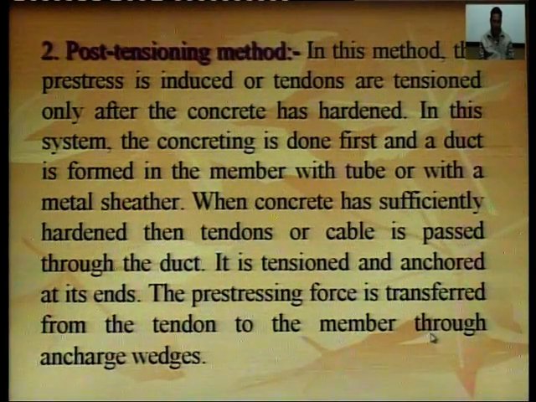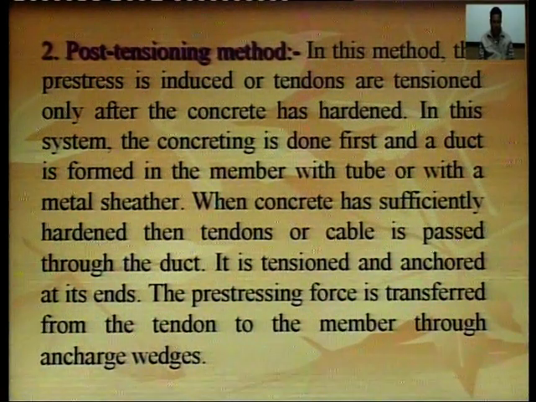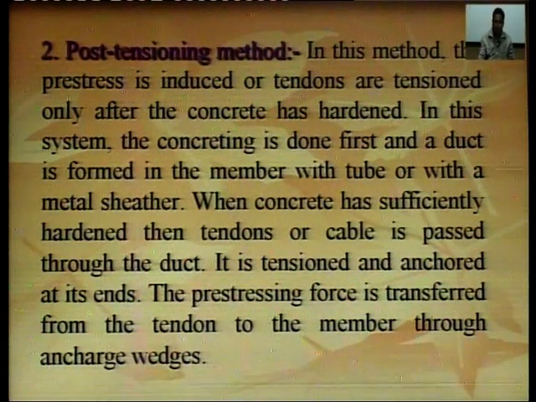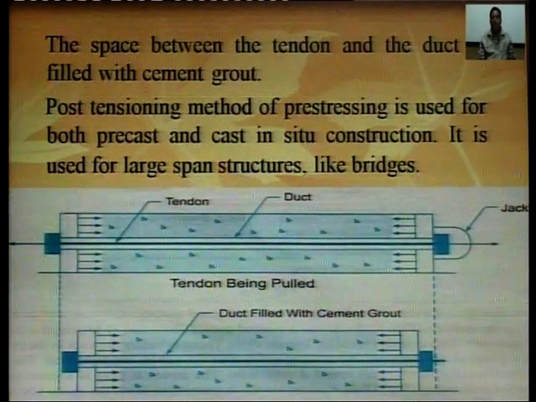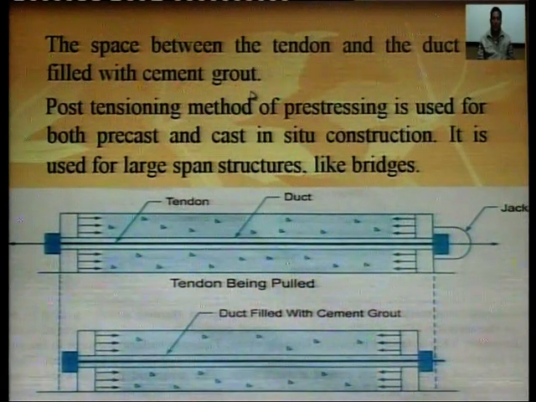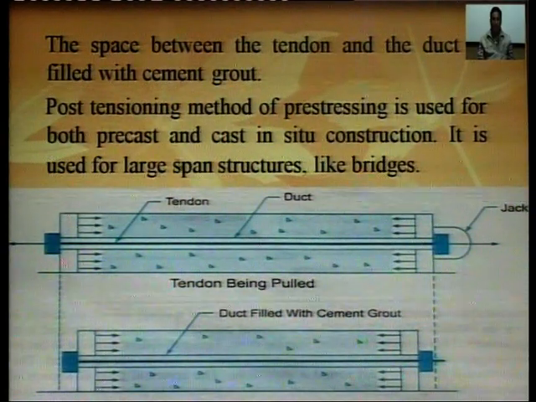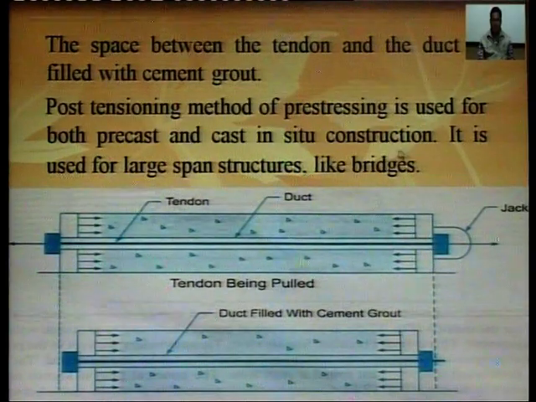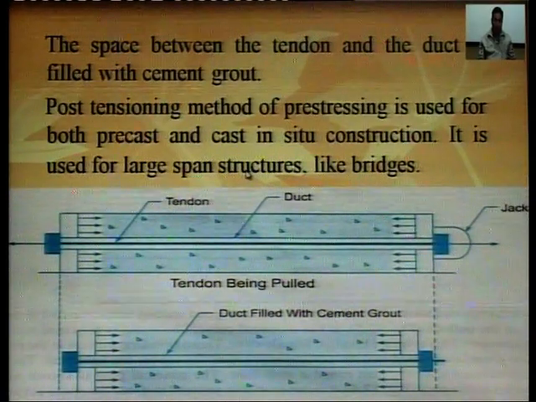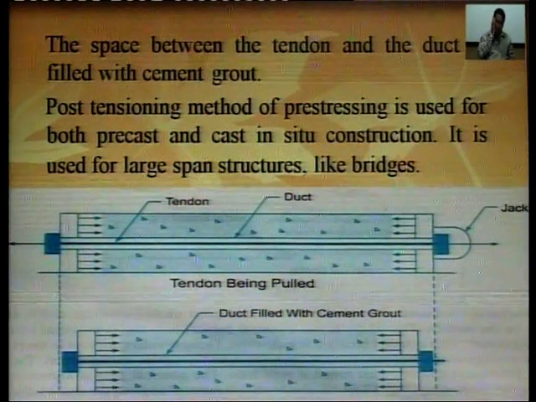Then these tendons are stretched by means of a jack, with wedges on both sides, and the tendon wire transfers the pre-stress force to the member. The space between the tendon and the duct is filled with cement grout. The post-tension method of pre-stressing is used for both precast and cast in situ construction. It is used for large span structures. Thus, the post-tensioning method is suitable for precast or casting at a site.